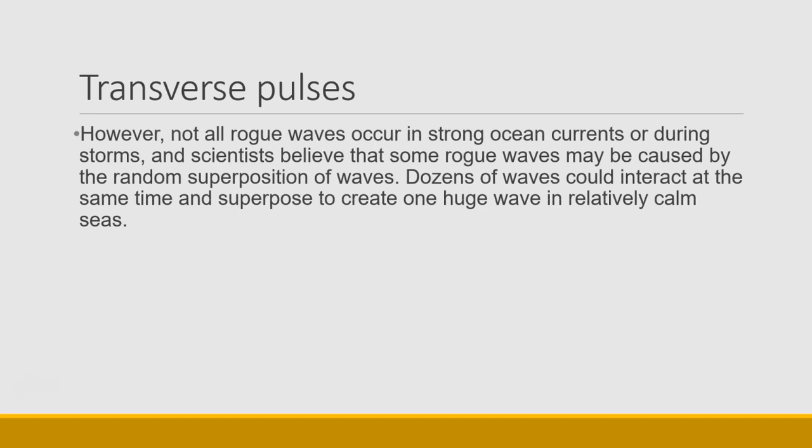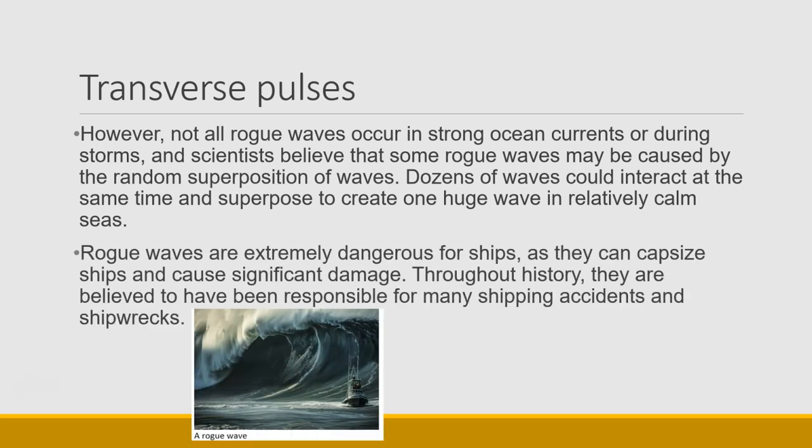Now, not all rogue waves occur where there's strong ocean currents or during a storm. So scientists believe that some rogue waves are just caused by random superposition of waves, even in clear seas. Dozens of waves could interact at the same time and superpose to create one huge wave in relatively calm seas. Rogue waves are extremely dangerous for ships because they can capsize ships and they can cause significant damage. And throughout history, they are believed to have been responsible for many shipping accidents and shipwrecks that can't be explained easily.